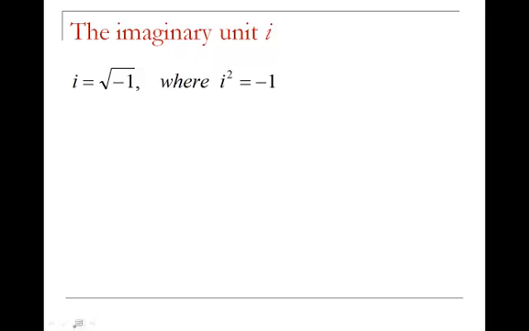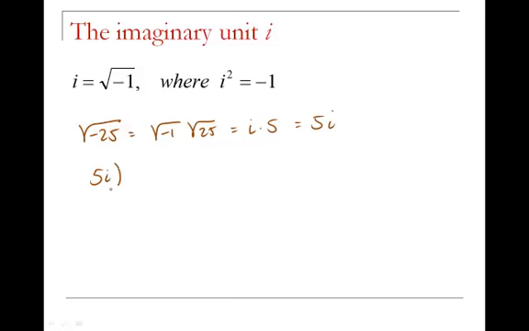So for example, if we have the square root of -25, that would equal the square root of -1 times the square root of 25, which would be i times 5. And if you remember, we always put the i after the whole number.